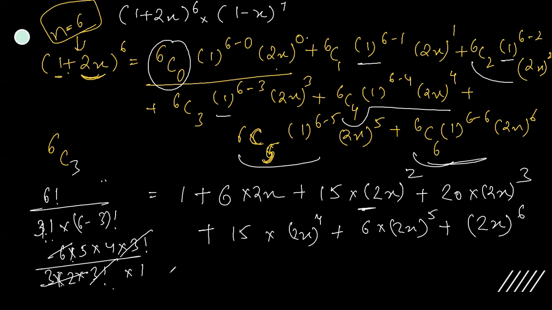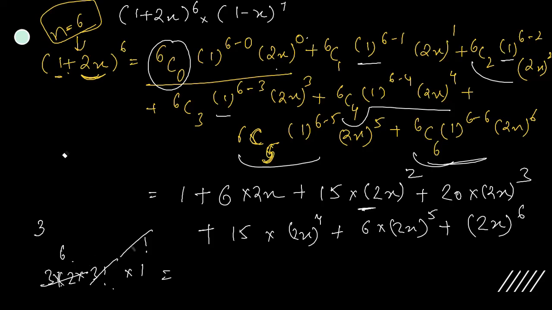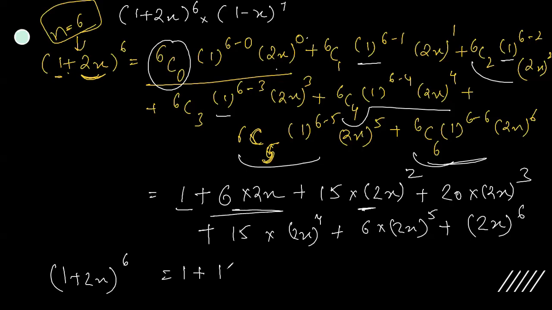Now let's solve it further. So the expansion of 1 plus 2x raised to the power 6 is 1 plus 12x plus 2 times 2, that is 4, and 4 times 15 is 60x squared. Plus, when you open it, 2 raised to the power 3 is 2 times 2 times 2, that is 8. And 8 multiplied by 20 is 160.